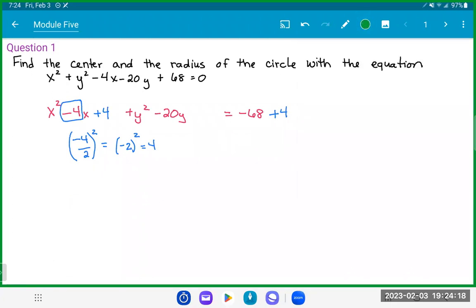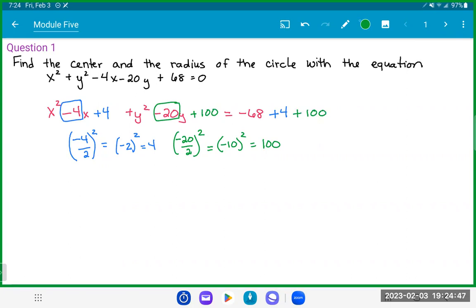We're going to do the same completing the square with our y values. So we have this -20, divide that by 2 and square it. That's the premise of completing the square. So that gives me -10, and we're going to square that. So -10 squared is 100. So I'm going to add 100 to both sides of the equation.